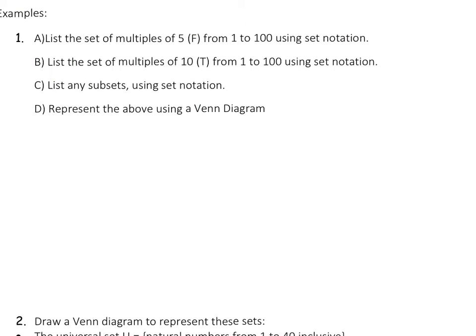Let's look now at some examples where we're just going to get comfortable with using set notation and drawing some Venn diagrams. Okay, so A says to list the set of multiples of 5. We're going to use F from 1 to 100 using set notation. So basically for A, I just say capital F for 5, curly brackets, and then I'm going to list the multiples of 5 from 1 to 100.